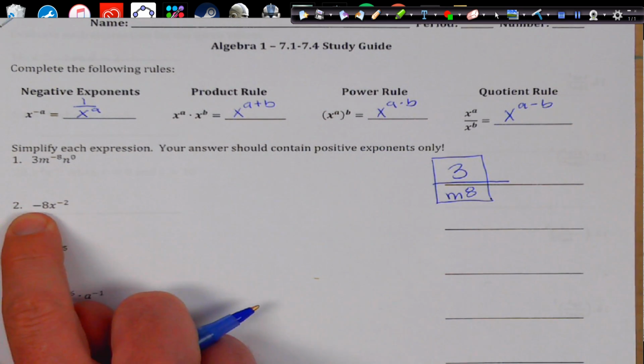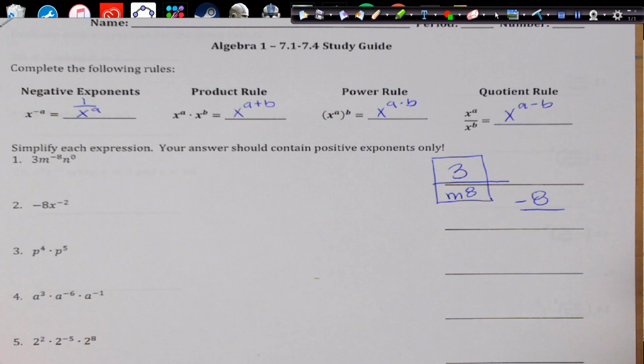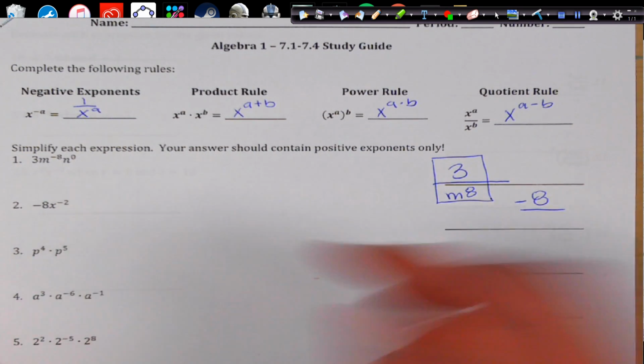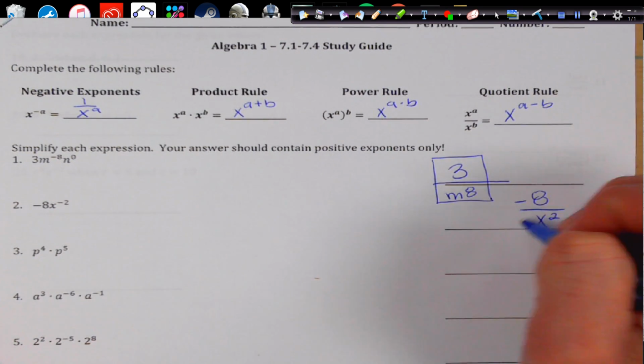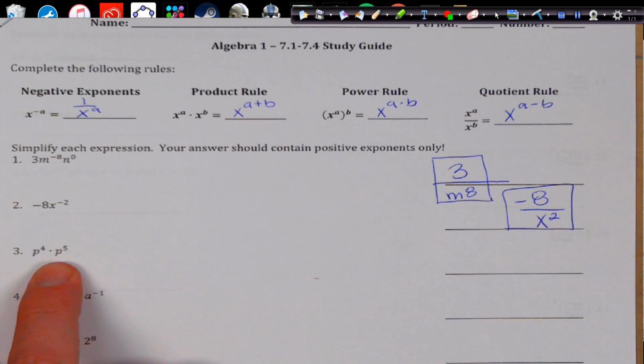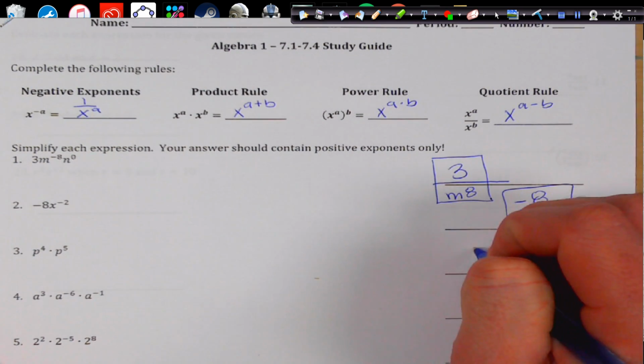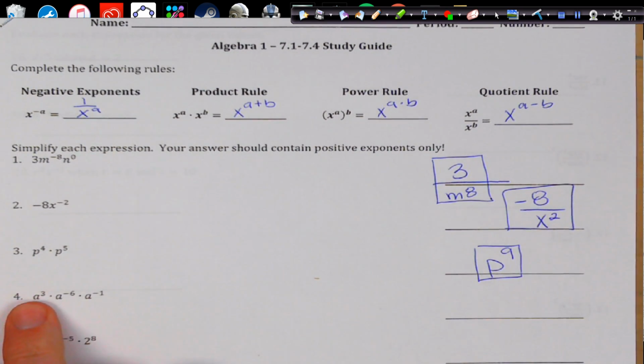8 is negative, but it doesn't have a negative exponent, so it stays on top of the fraction, but x to the negative 2nd power goes to the bottom. P to the 4, p to the 5, those two add, so those exponents add to give you 9. Again, these are going to add.